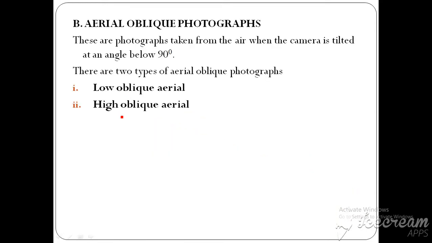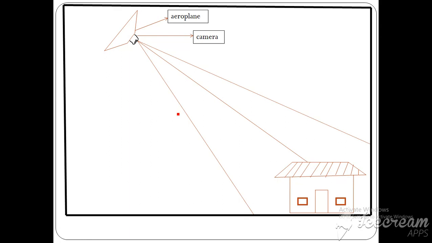Then you have aerial photographs. They are called aerial because aerial comes from air. So they are taken when the camera is in air. So the camera is tilted at an angle below 90 degrees. There are two types of aerial. We have low oblique and high oblique. In low oblique, the camera is tilted at a low angle, maybe 70, 80, not far from 90 degrees. Then high oblique, it is tilted at a high angle, for example at 45 degrees.